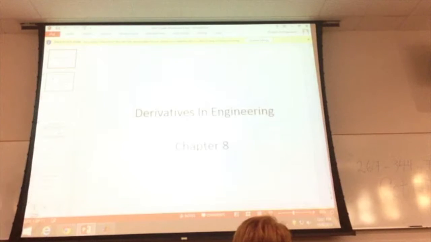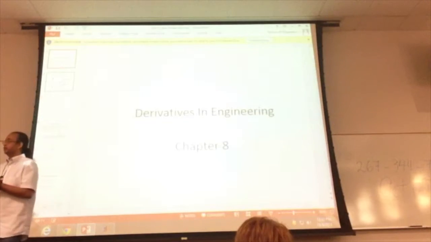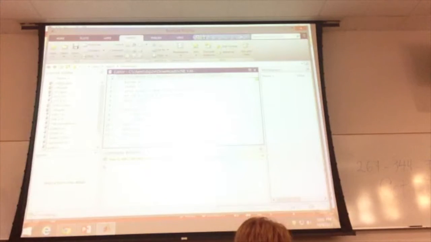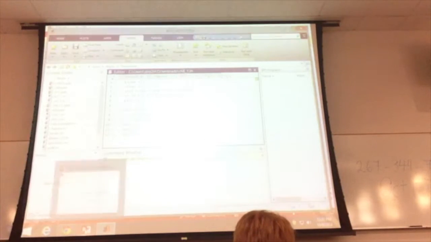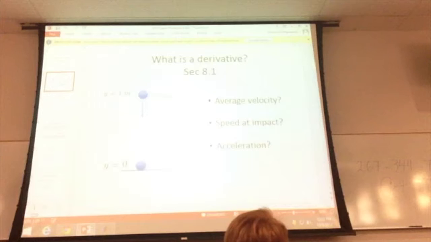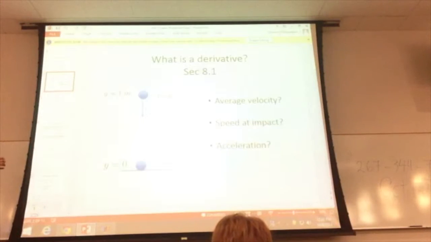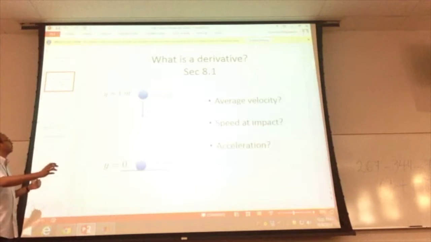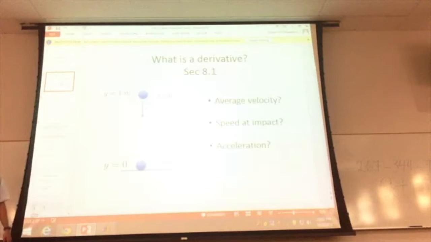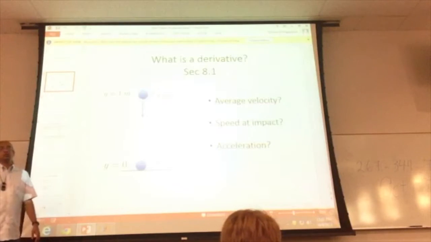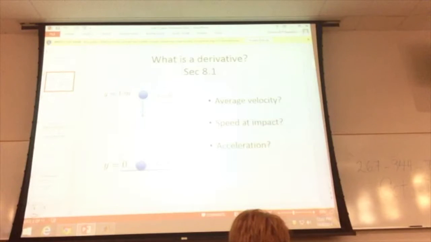All right, so we're going to learn about derivatives and how they're used in engineering. So we are going to start with a very elementary problem: we take a ball, we elevate it to a height of 1 meter, and we reset the clock to time t equals 0, we drop the ball. And we calculate the total time it takes for the ball to hit the ground. And that position is recorded at y equals 0. All right, and I have three questions for you.